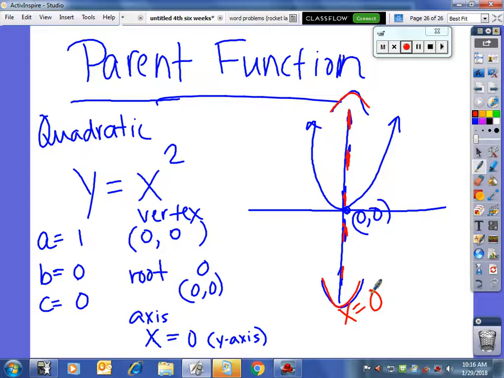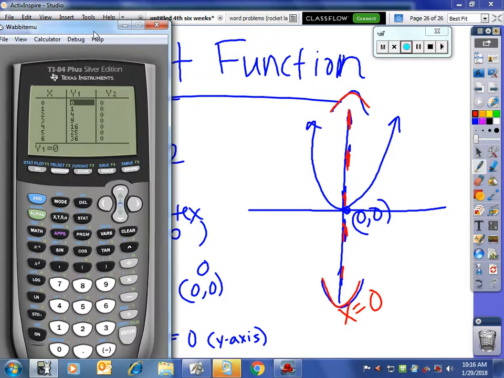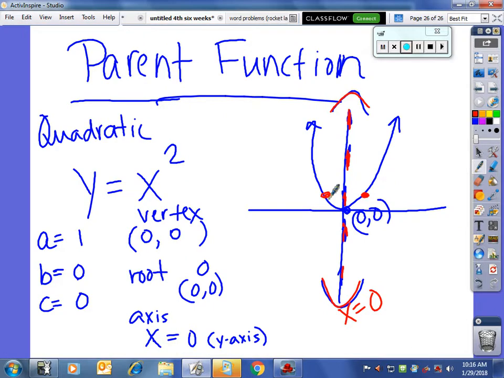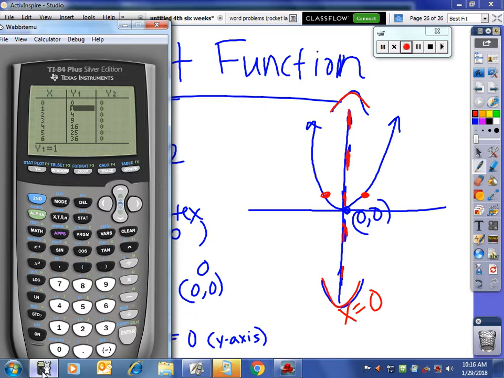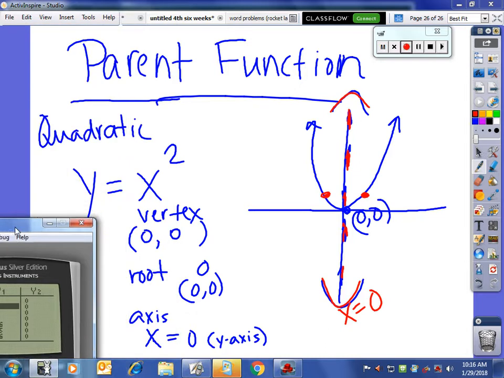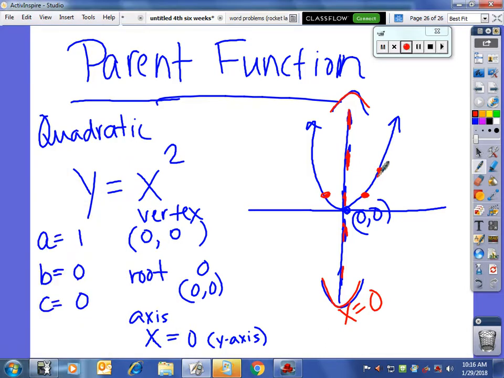Could I find some other points that are on it? Absolutely. Where can I look to find points? The table. Look at the table of values. If you put a 1 in for x, what do you get back for y? So the point 1, 1 is here. Negative 1, 1 is also here. If you put in a 2 for x, what do you get for y? Yeah, this is the point 2, 4, and then across from it over here would be the point negative 2, 4. You can always find millions of points if you know the equation. You just look at the t-chart.